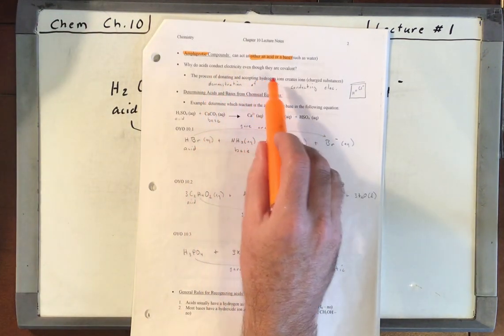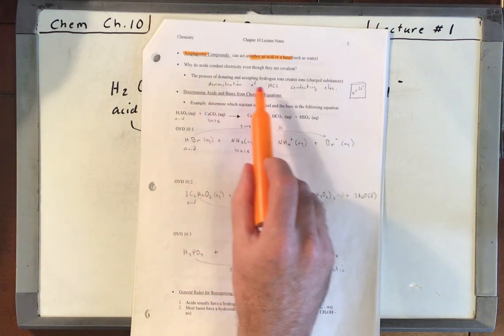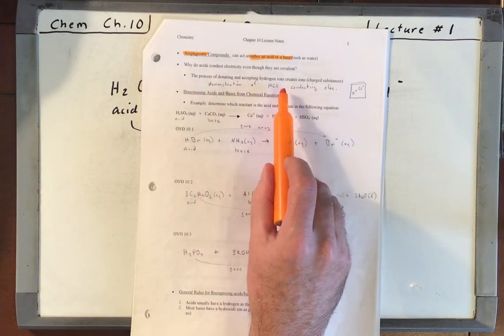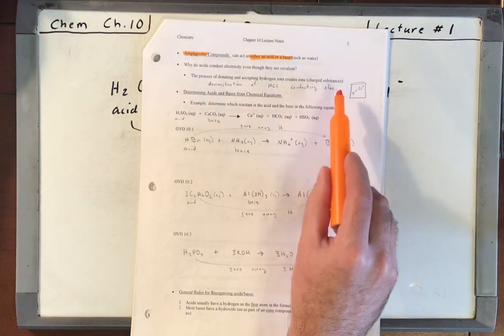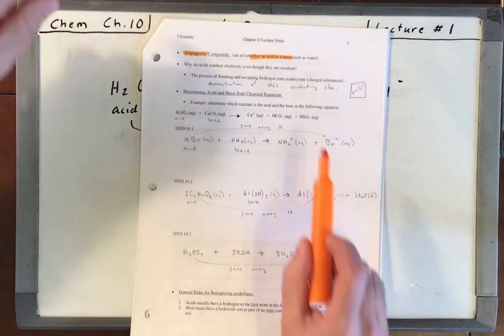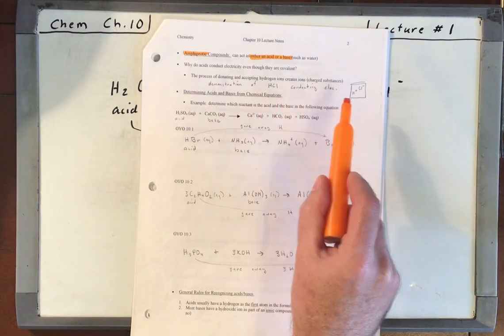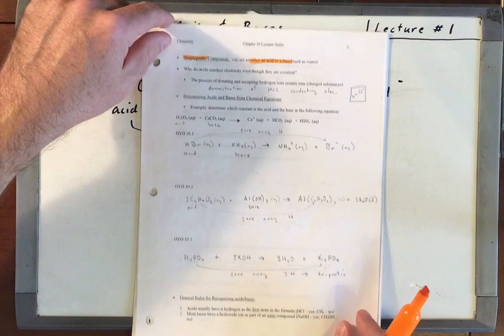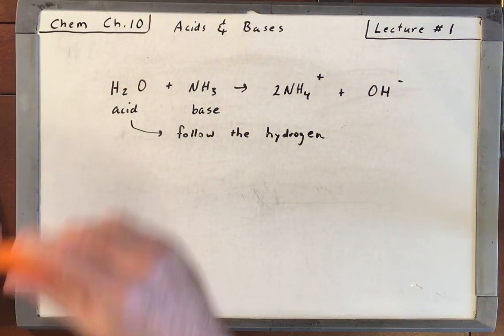Why do acids conduct electricity even though they are covalent? The process of donating and accepting hydrogen ions creates charged substances, or ions. Usually in class, I would demonstrate how hydrochloric acid can conduct electricity in water. It really corrodes my wires when I do that, but I'll just draw out what happens.